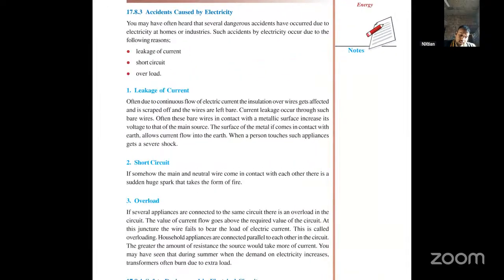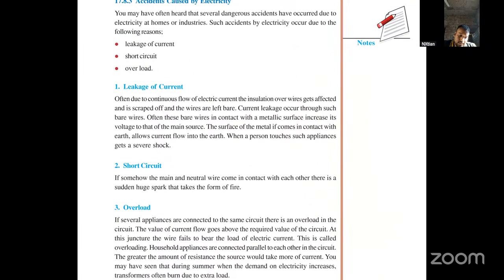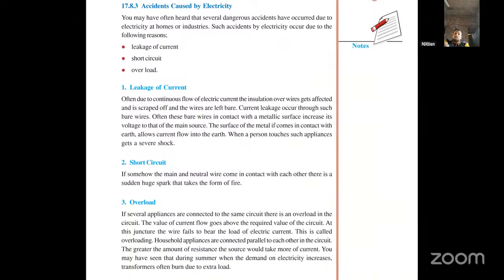Now, basically, these are some things that may cause accidents with electricity. First is leakage of current. What is leakage of current? Often, due to continuous flow of electric current, the insulation of the wire gets affected and scraped off. So if the insulation of that wire gets scraped off, and the red and black wires come and touch each other, because of that a spark is generated and the spark causes a fire.